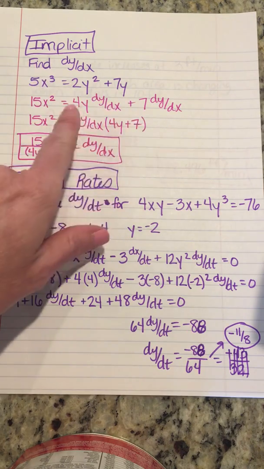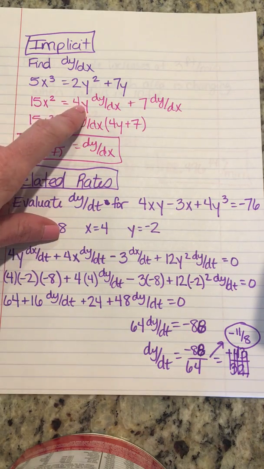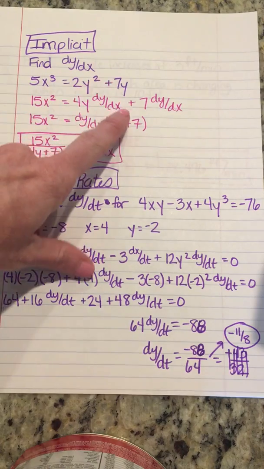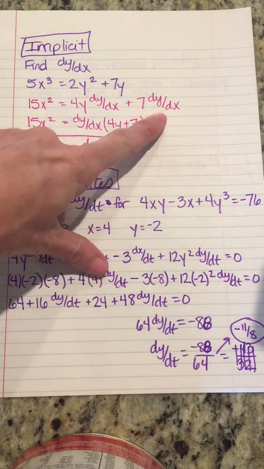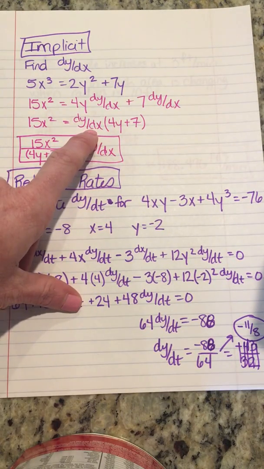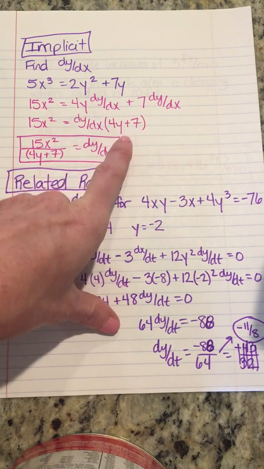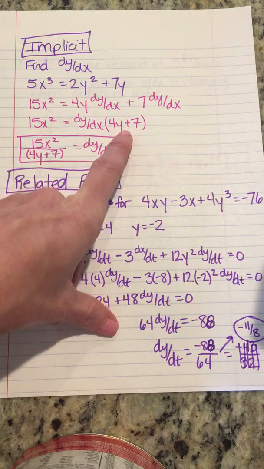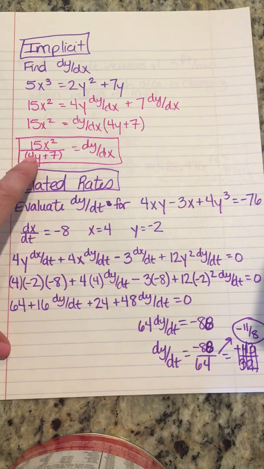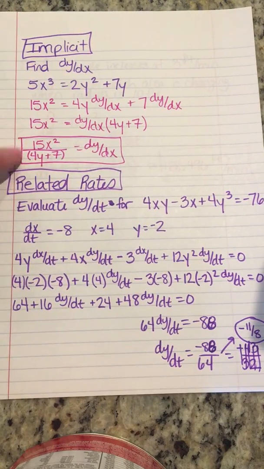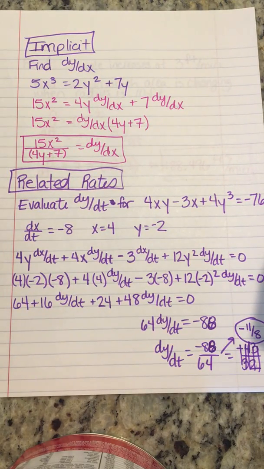Now on this side we're only doing y, so it's 4y dy/dx plus 7 dy/dx. I factor out my dy/dx, so I have dy/dx times the 4y plus the 7. Then to solve for dy/dx, I just divide by the 4y plus 7. Nice and simple. They ask for it in terms of x and y. Okay, then we go to related rates.